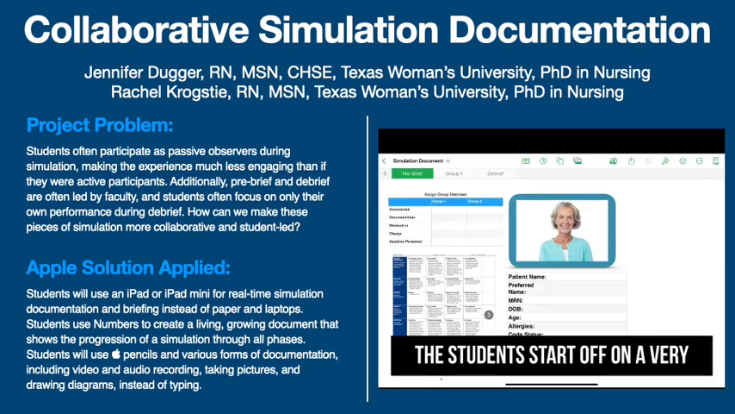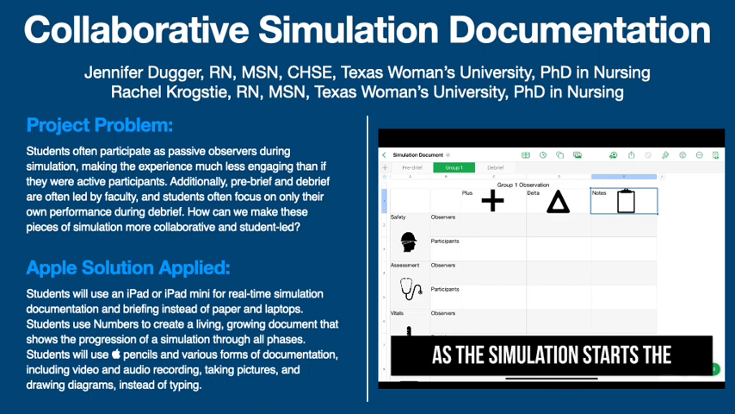The students start off on a very simple page for their pre-briefing. It has their assigned groups and demographic information for their patient. It also has other paperwork that they would need to fill out, such as a fall risk or an SBAR, for anything else that they would need, introducing themselves to this patient before the simulation starts.